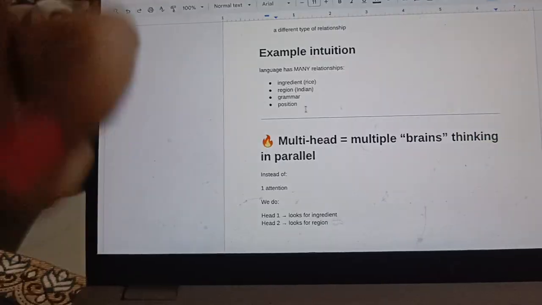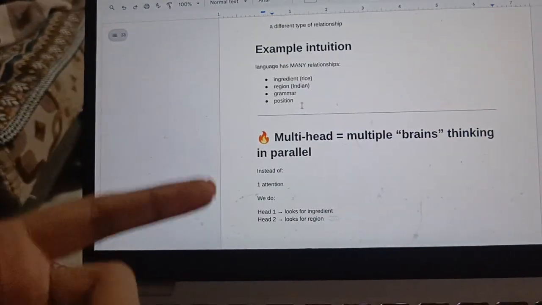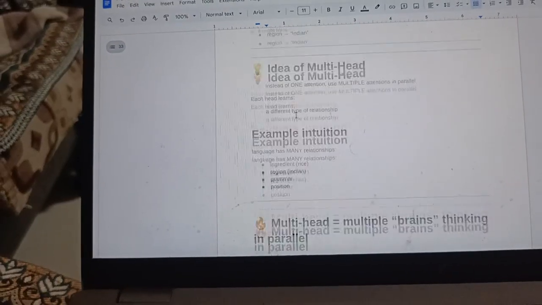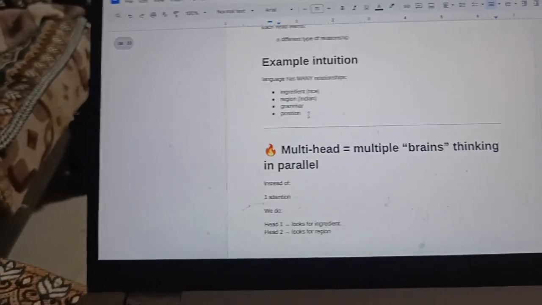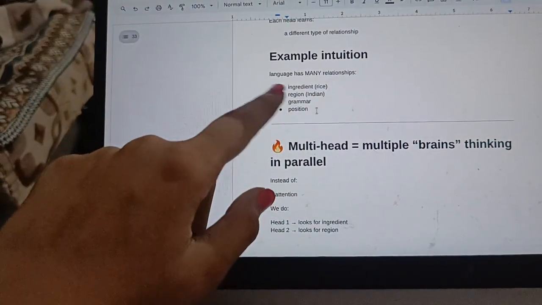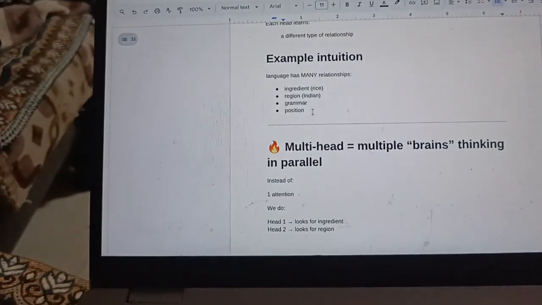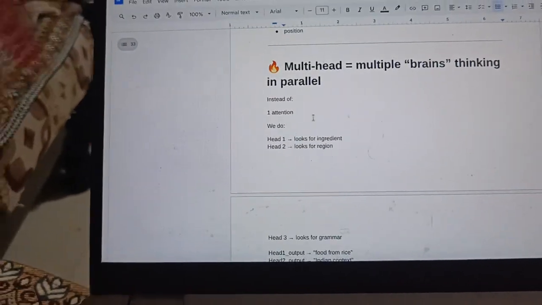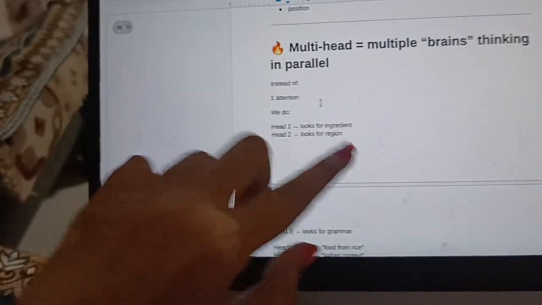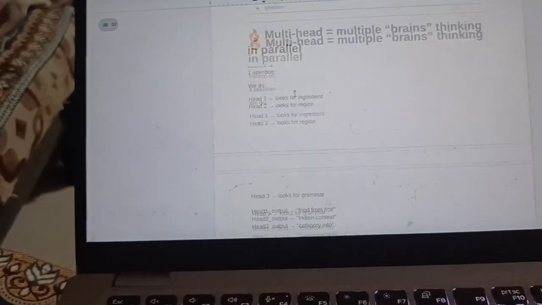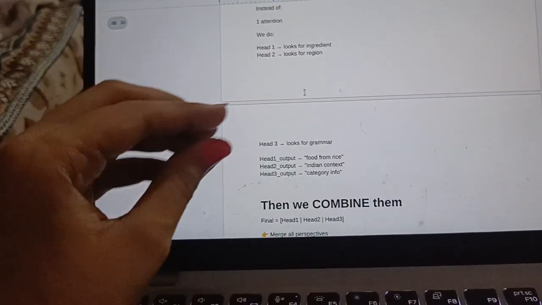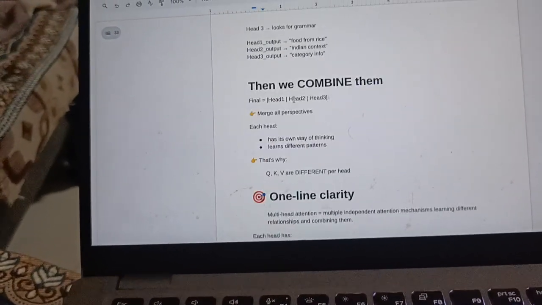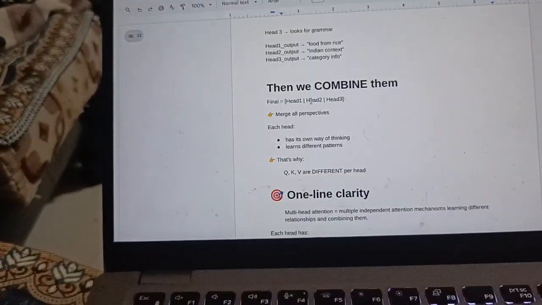For example, you might be thinking, my first question was, is it making each and every word a query? But it is not that. See, it's like ingredients, rice, region, Indian, there can be many relationships. So for example, head one, for the one word only, looks for the ingredient, looks for the region, looks for the context. And for food, from rice, what is the context in it. It's like a pattern, it's not making everyone a query.